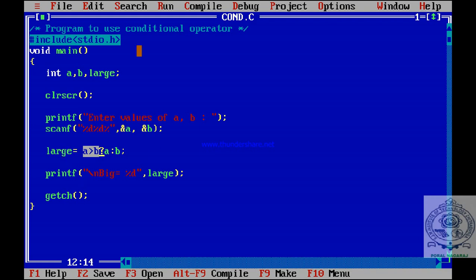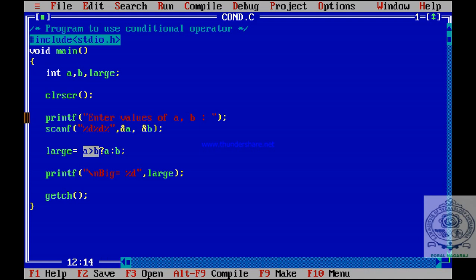For example, we are going to take inputs. Suppose we take inputs 10 and 5, a value is 10, b value is 5. Then what happens? Is a greater than b, that is, is 10 greater than 5? Yes, 10 is greater than 5. Yes means the value of a is copied into large. So what is the value of a? 10. So the large value will be 10.